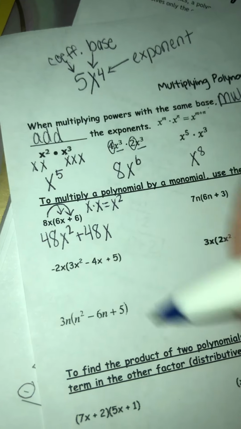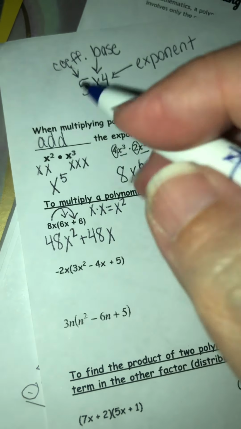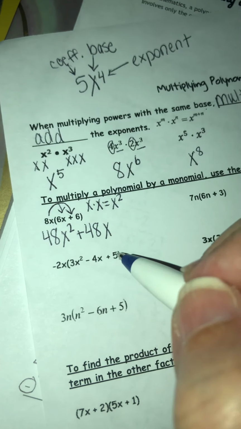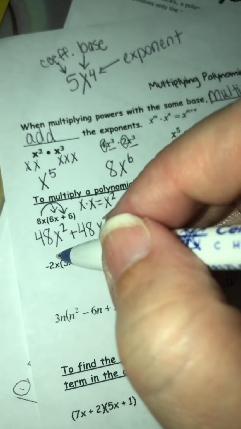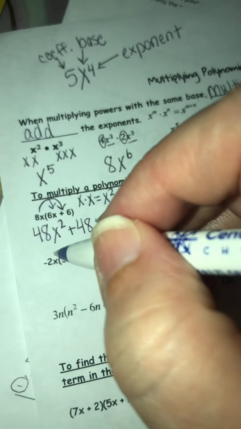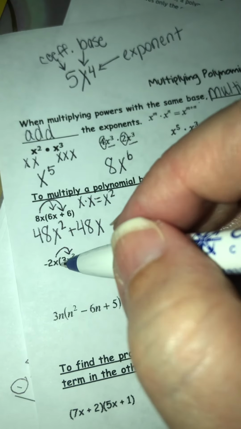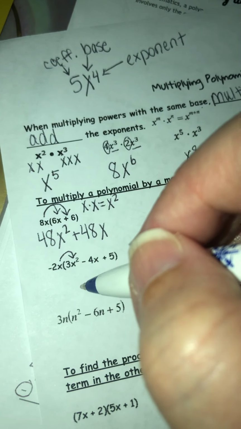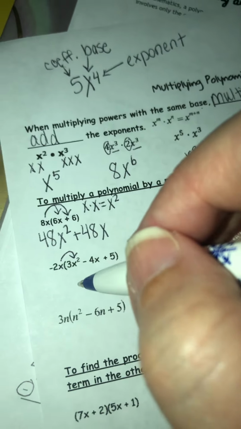Just 48x. Just below that, negative 2x times 3x squared minus 4x plus 5. I'm going to distribute the negative 2x to each one of these. Again, I'm multiplying the numbers in front, the coefficients, and then if they have any variables, I'm going to add the exponents if they have the same base.